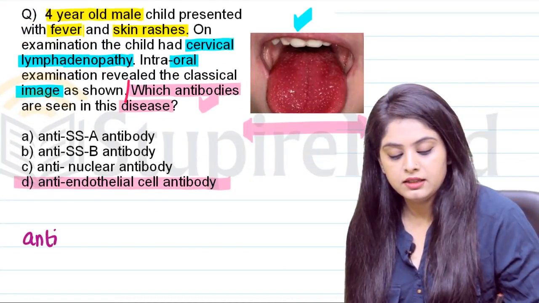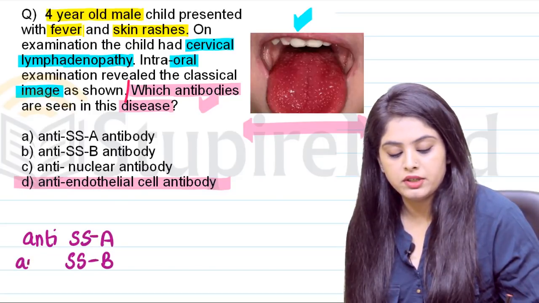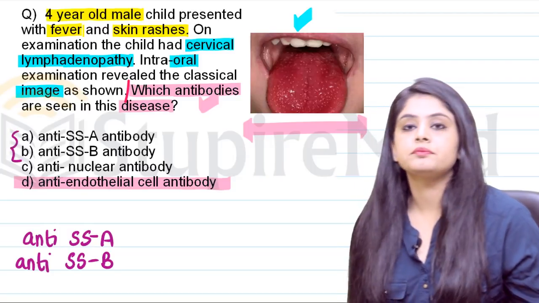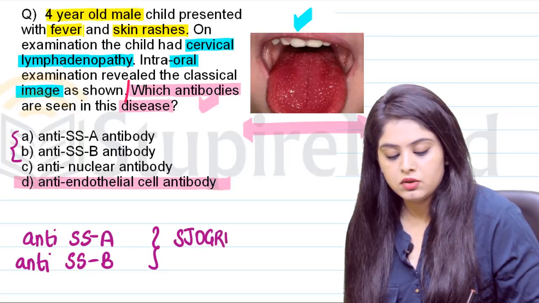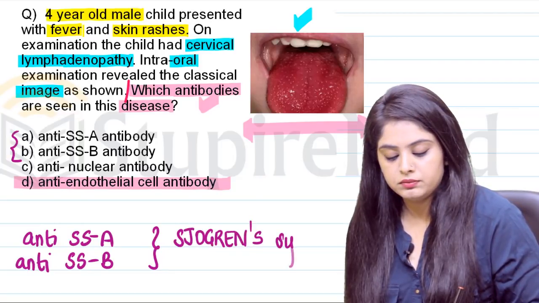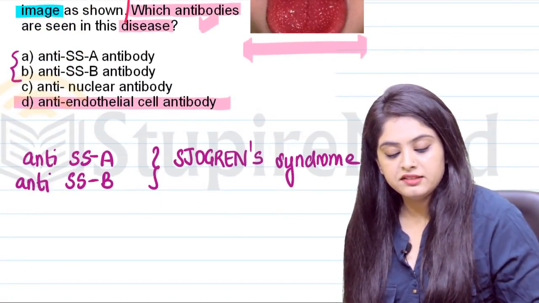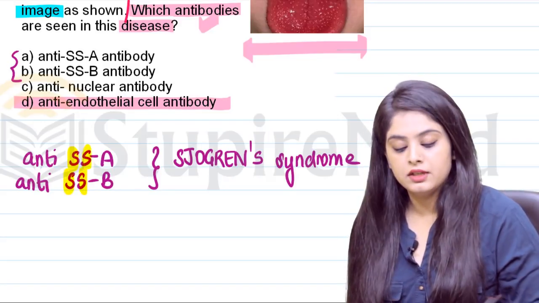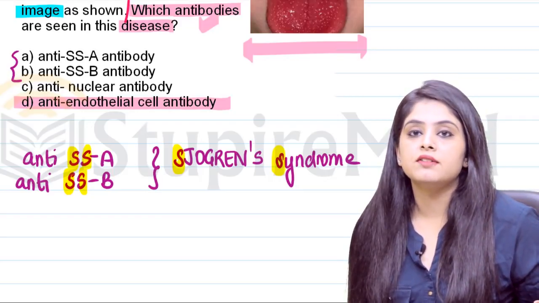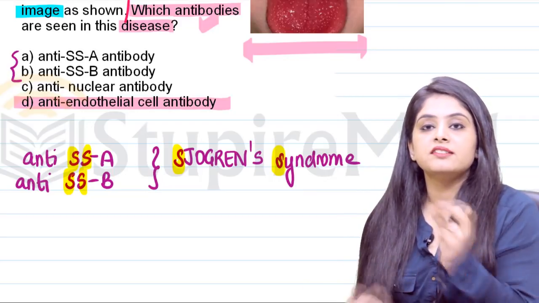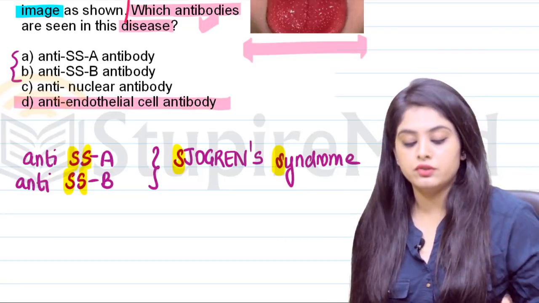We have anti-SSA and anti-SSB antibody that is given, the first two options. These two antibodies are seen in Sjogren's syndrome. And how we can remember this is S and S in both of them is going to be Sjogren's syndrome. So this is definitely not seen in Kawasaki, and I hope with this mnemonic you will remember SS stands for Sjogren's syndrome. So these antibodies are seen in Sjogren's syndrome.